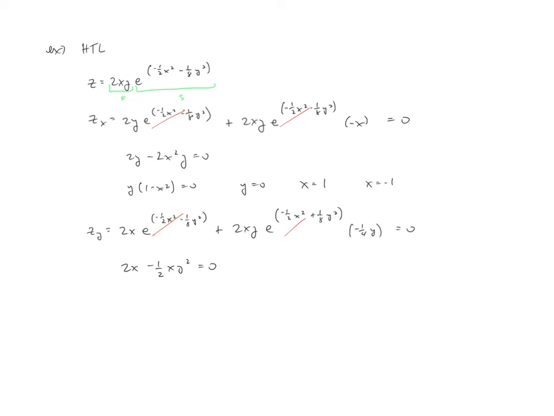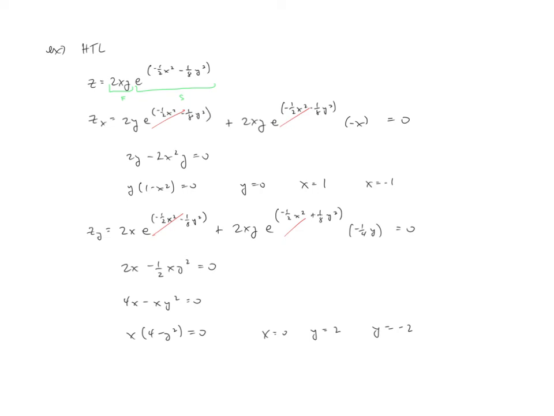I'd multiply everything here by 2, which would give me a 4x minus xy squared equals 0, just to get rid of those fractions. Now ready to factor out an x. And we'll get an x equals 0, a y equals 2, and a y equals -2.